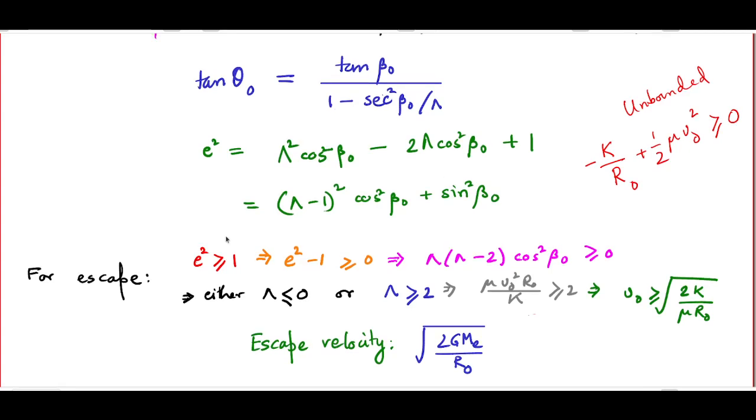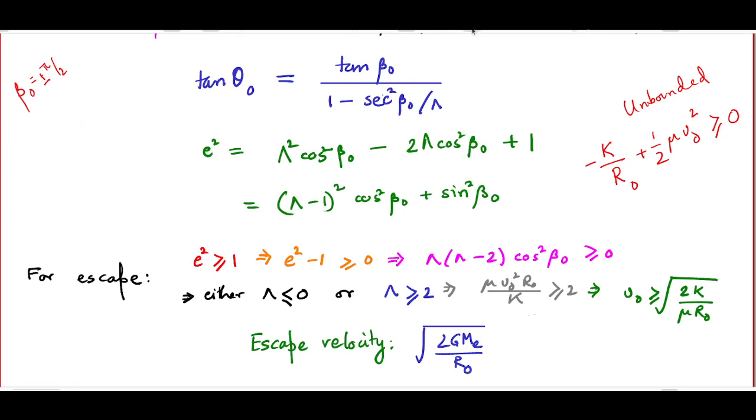Let me now talk about another case which we just ignored a while ago when talking about this. E square could also be exactly equal to 1, that is, this would have been exactly equal to 0 if cos square beta 0 is 0. This means that beta 0 could be either pi by 2 or minus pi by 2.